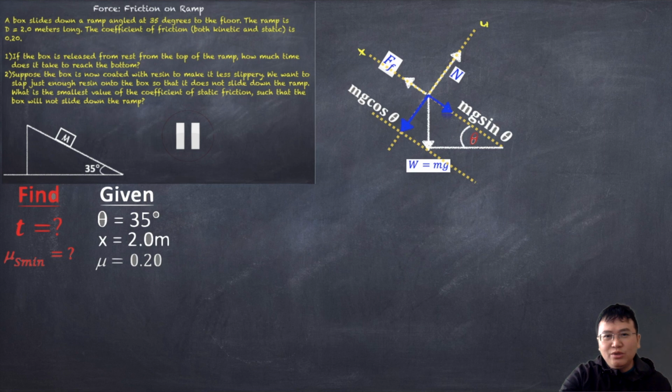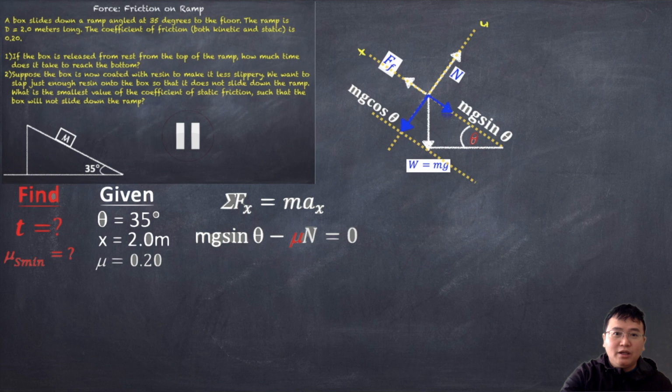We're already going to use Newton's second law, so let's just use Newton's second law. The sum of the forces in the x direction equals mass times acceleration in the x direction again, which is mg sine theta down the incline, the component of the force down the incline here, and we have mu N, which is the friction force right here. And again, the reason I put it in red is because in the second problem it's not a given. It's something that you need to find. So if we want just enough resin so that the box does not slide down the ramp.